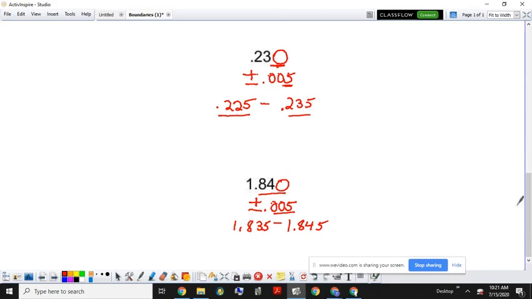Okay, so that's it. Basically, just to review, you're going to take the number and add a 0 to the end. Wherever that place value is, you're going to add a 5 at that place value. So this was at the thousandths, so I'm going to add and subtract 5 thousandths. And those are boundaries.